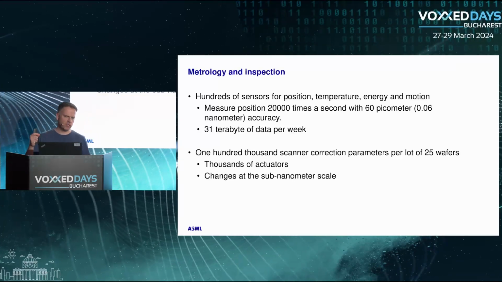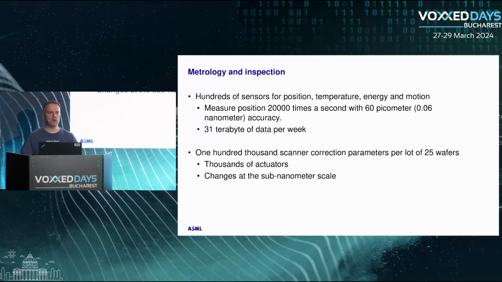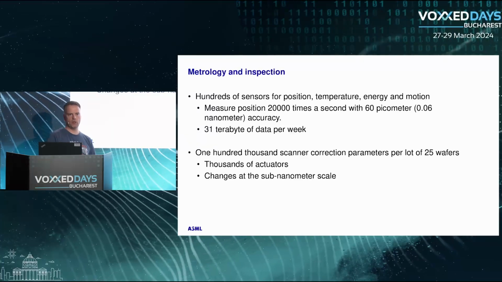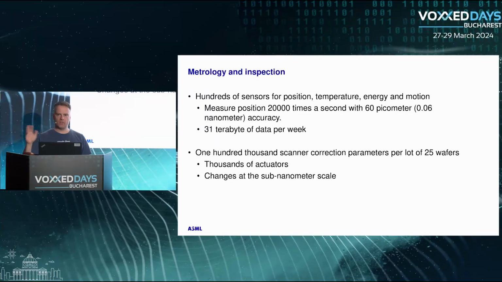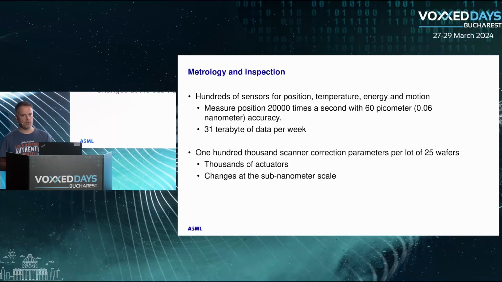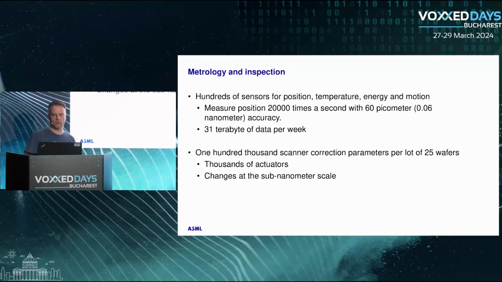And so already we saw that wafer stage with the wafer, it was being adjusted like 20,000 times a second. But everything else is also measured, like the temperature of the laser, all kinds of data. So that results in 31 terabytes of data per week per machine. Customers can have many machines, but this is just for one machine.